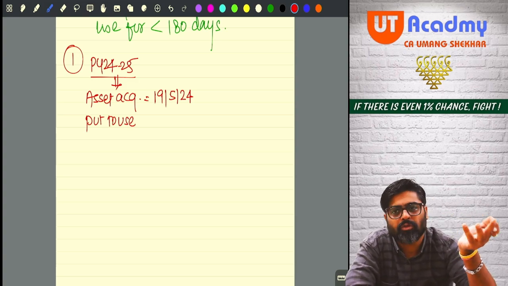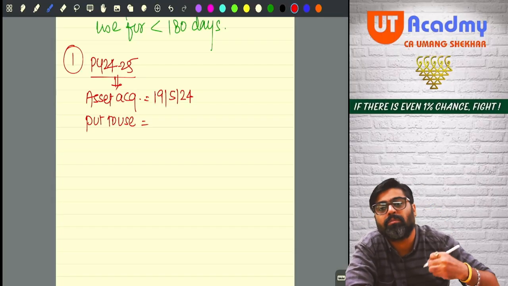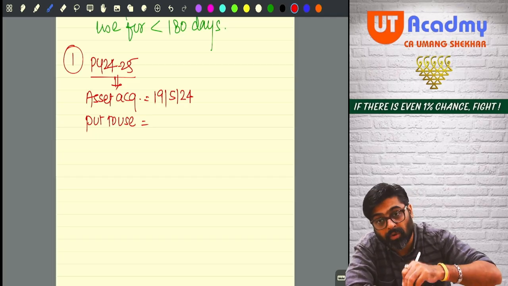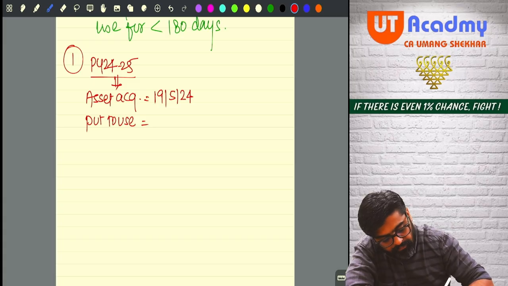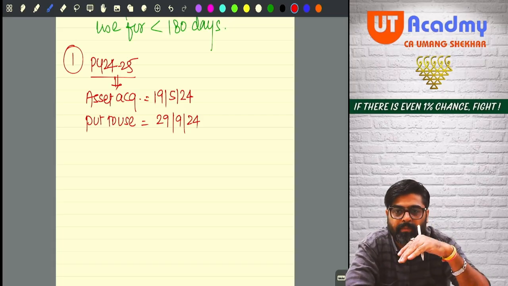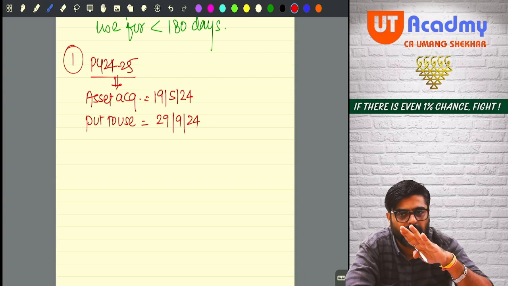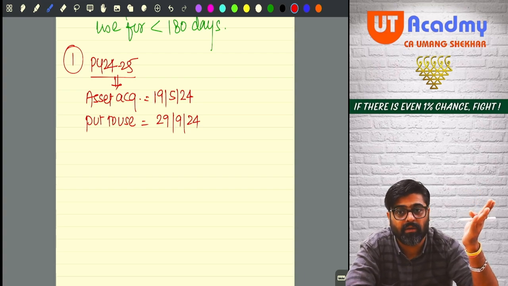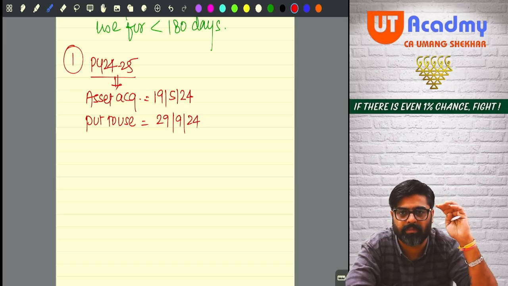So you bought the asset in this year, but unfortunately it took some time for you to put the asset to its actual use. So the asset got actually put to use on 29th of September 2024. Possible or not? So these many months, the installation, erection, everything was going on. Trial run, this, that, it was going on. And then finally, the production started with this asset on 29th September. Actually, it was put to use on 29th September.